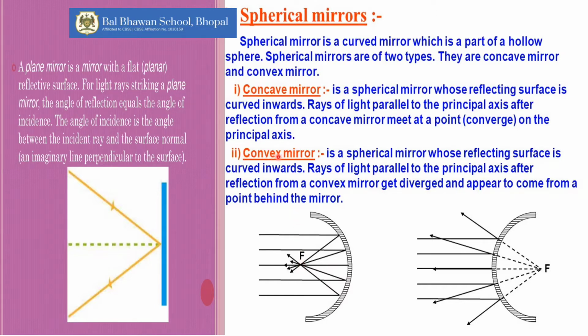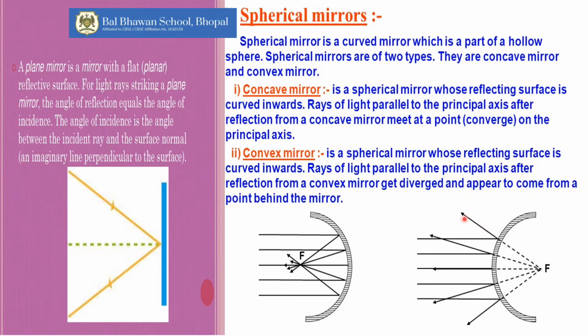Now let us see what a convex mirror is. A mirror whose reflecting surface is curved outwards, and the rays which are parallel to the principal axis, after reflection from a convex mirror, diverge. They do not meet at a point. They appear to come from a point behind the mirror.